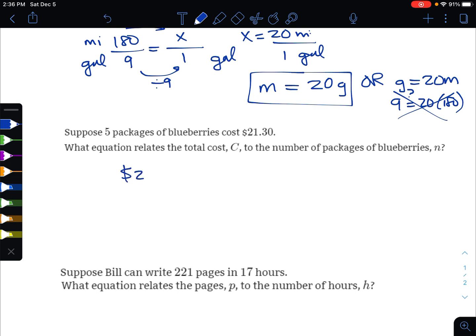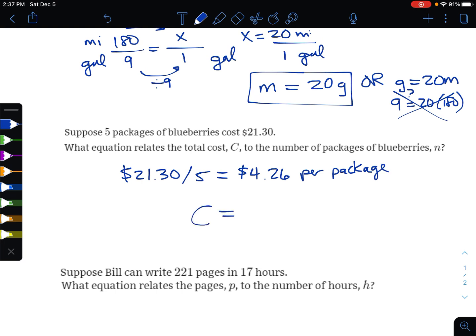For the next one, let's do the same thing. Let's find a unit rate. So if I've got money and I've got the number of something, I'm going to divide the money by how many of that thing I have. That will give me the cost for one of those things. In this case, it'll be the cost for one package of blueberries. So dividing this gives us $4.26 per package.